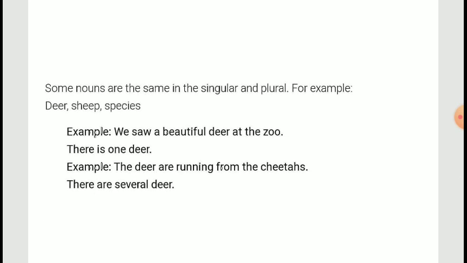Now, some nouns are the same in singular and plural. For example: deer, sheep, species, hare. These words remain the same whether they are singular or plural. Example: we saw a beautiful deer at the zoo. Here, we are treating it as one deer. But in plural form: the deer are running from the cheetahs. Here we are treating the deer as plural. That means there are several deer, but the form doesn't change. There are some words which remain the same in singular form as well as plural form.